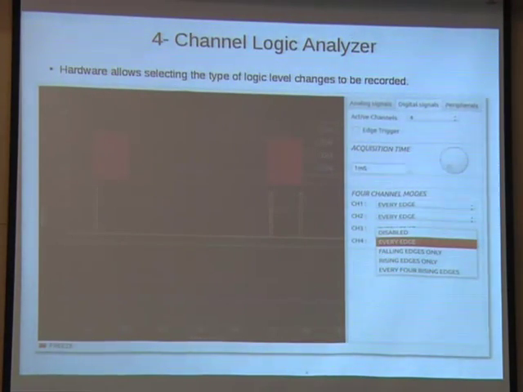Right. You can also select which type of edges you want to see. You can see the entire waveform, or simply when the logic changes from low to high, or high to low, and so on.